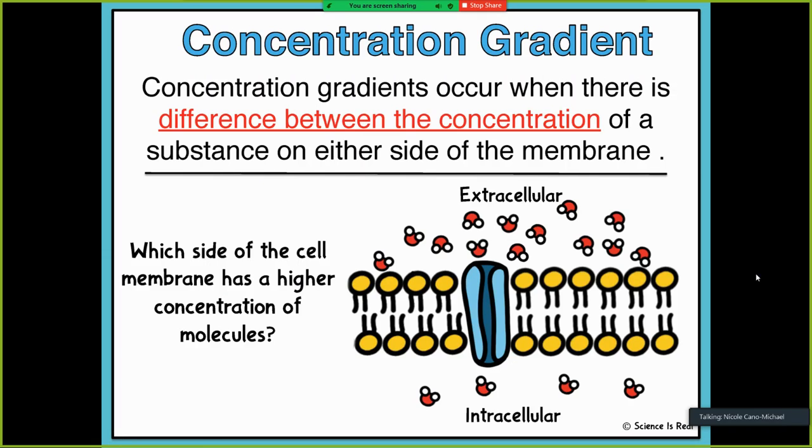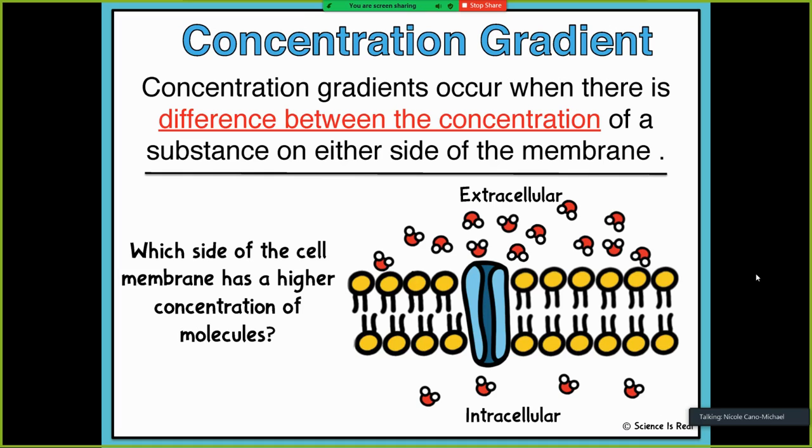All right, cool. So we are now on part B, something called the concentration gradient. So the concentration gradient, this is part one, occurs when there is a difference between concentration of any substance on either side of the membrane. So concentration is how much is there, right? So looking at this picture, which side of the cell membrane has the higher concentration of molecules? Is it the extracellular, the outside of the cell, or the intracellular, the inside of the cell?